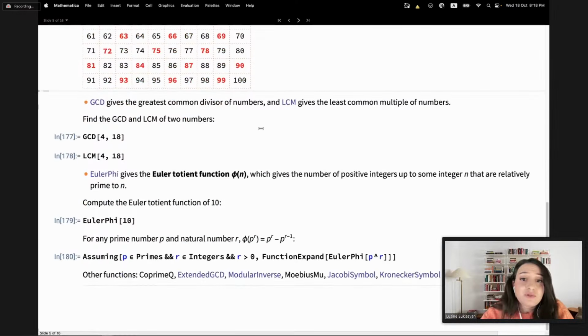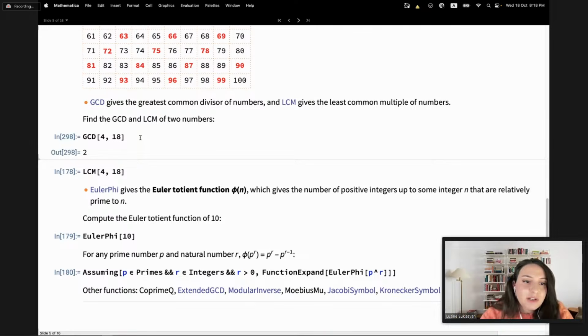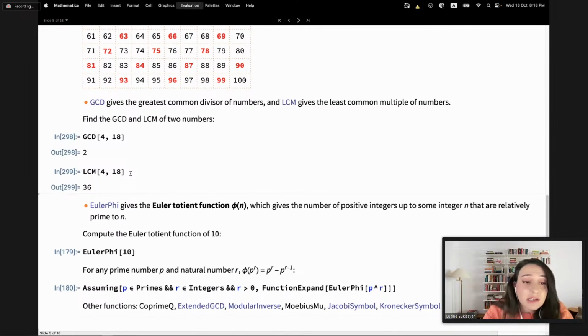The next functions are GCD and LCM. Of course, GCD gives the greatest common divisor of numbers, and LCM gives the least common multiple of numbers. So to find the GCD and the LCM of two numbers, you just do simply GCD for 18 and another number. So the greatest common divisor is 2, and the least common multiple in this case is 36.